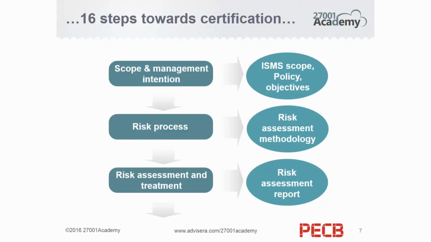Okay, the next step is performing the risk assessment and treatment. Basically, during the risk assessment, you find out which risks exist, so this is, let's say, a kind of analysis. Then during the risk treatment, you define which controls or which other treatment options you will apply to control those risks. As an output of this process, you will have the risk assessment report.